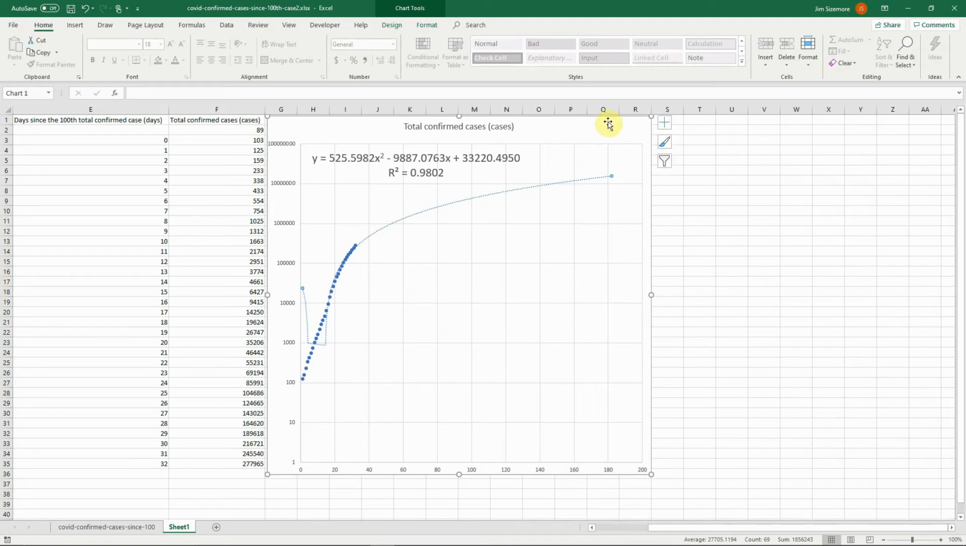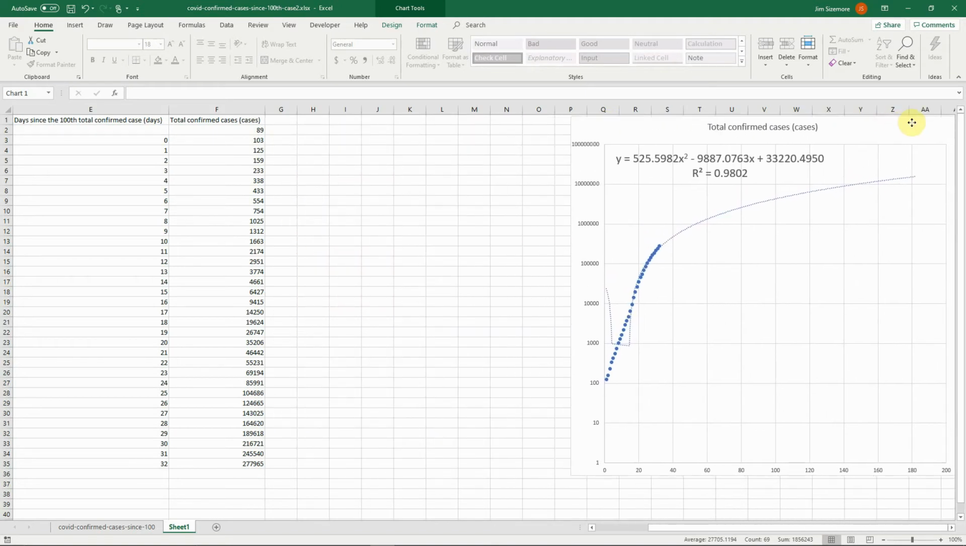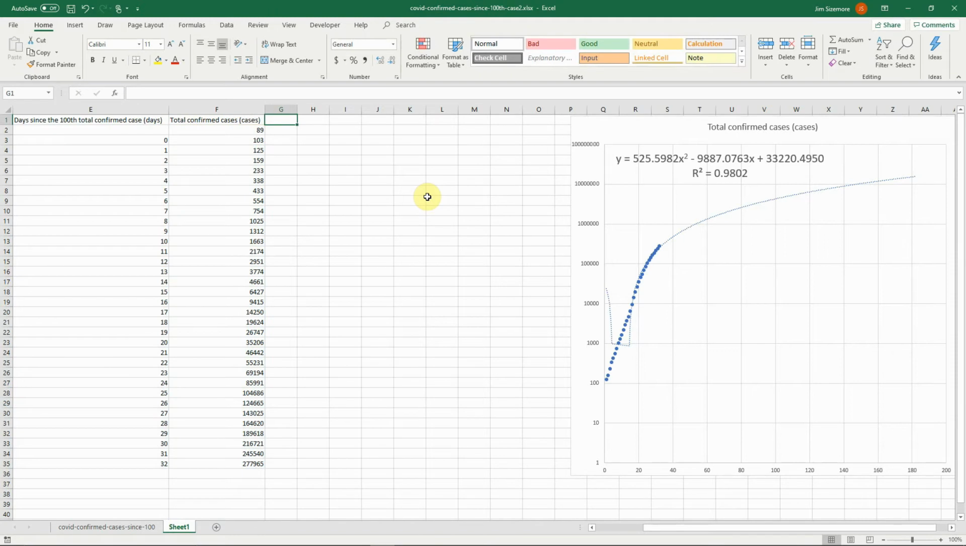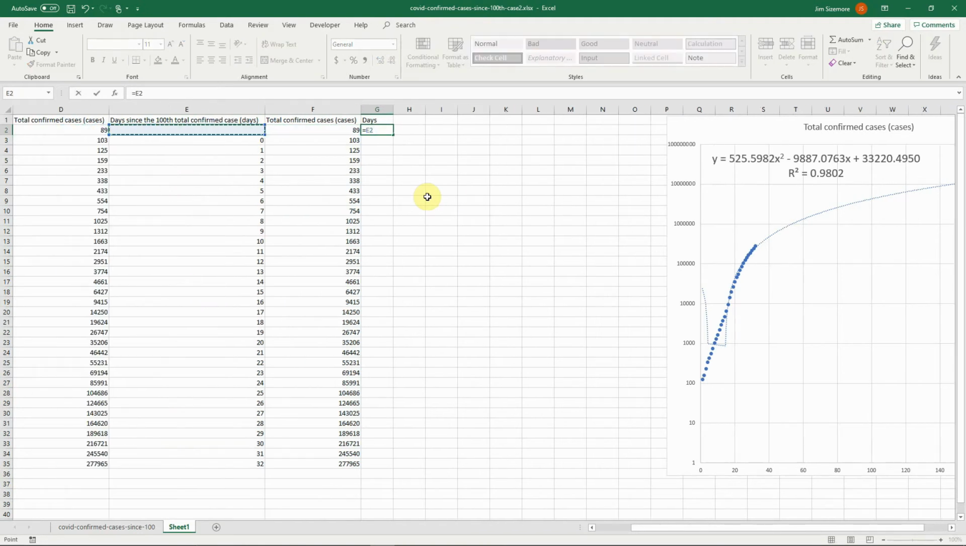And now, how are we going to model this? This x squared is the number of days since the 0th case. And here's what I want to do. I'm going to do days. The number of days since the 100th case is what epidemiologists use to try to model. They try to model these outbreaks.